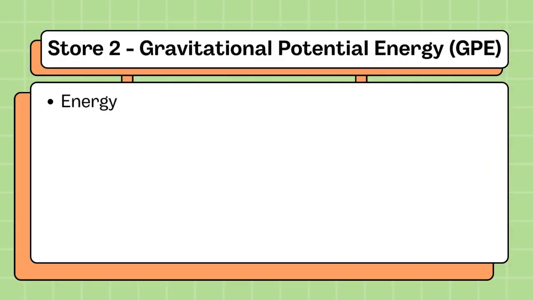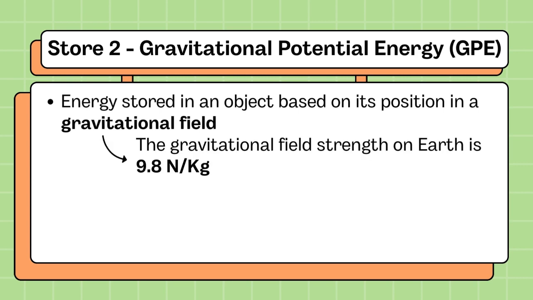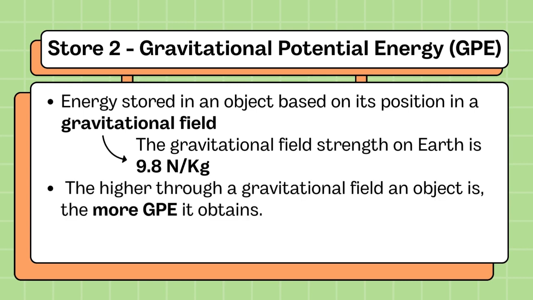Gravitational potential energy is that stored in an object based on its position in a gravitational field. On Earth, the gravitational field strength is 9.8 newtons per kilogram. The higher an object is through a gravitational field, the more GPE it has.